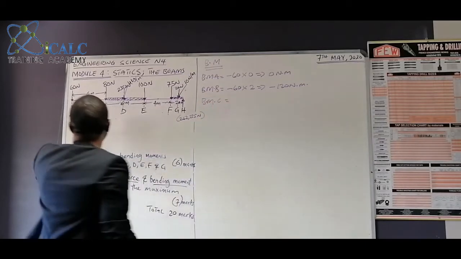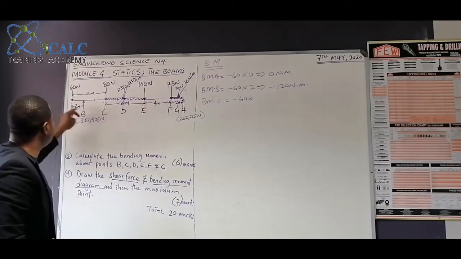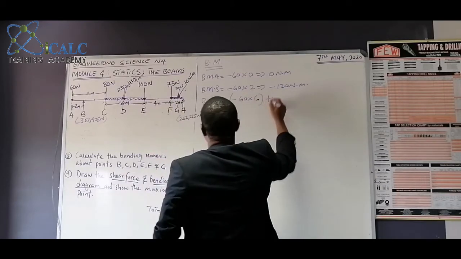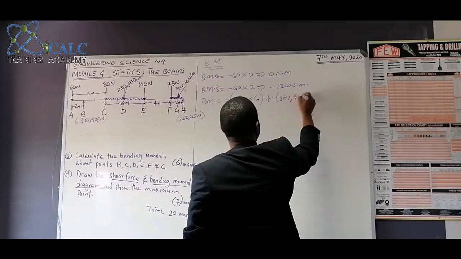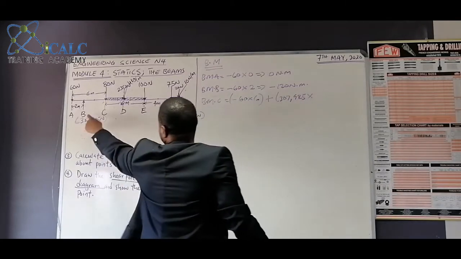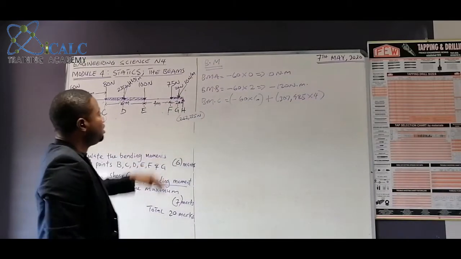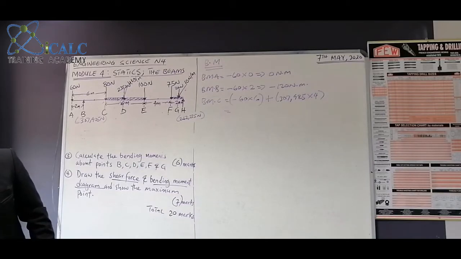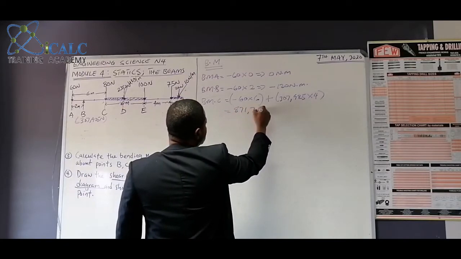BMC. BMC, we say minus 60 multiplied by, from here to here, we shall have 6 plus B is 307.925. It is positive. Multiplied by, from B to C, we have 4. So, for all this, BMC, we shall have 871.7 Newton meter.